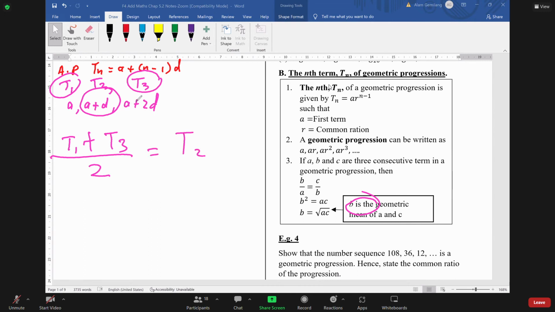So you check. If T1 is A, plus T3, A plus 2D, right? So you divide by 2. So it becomes 2A plus 2D.